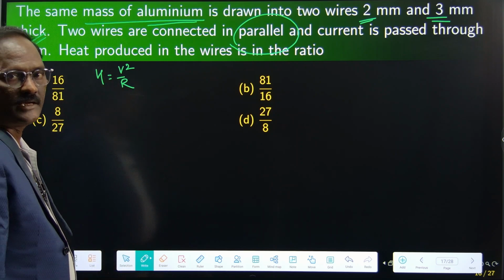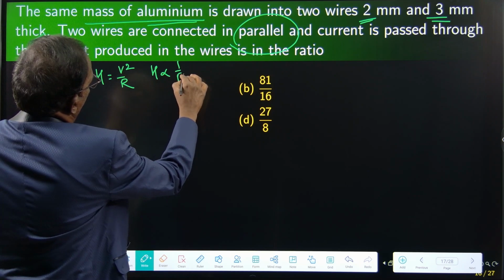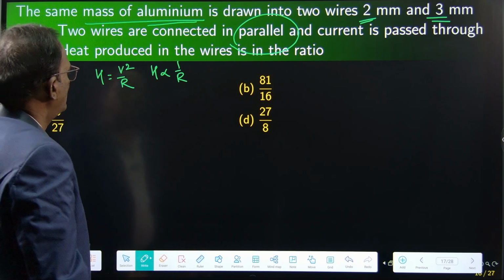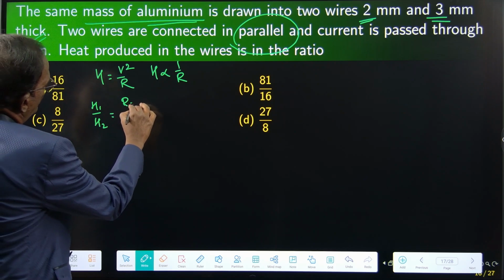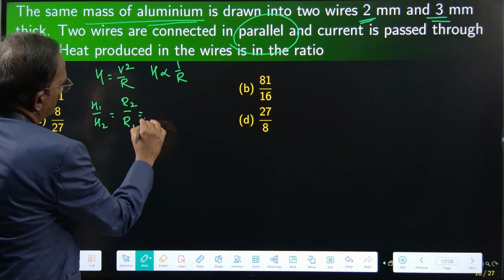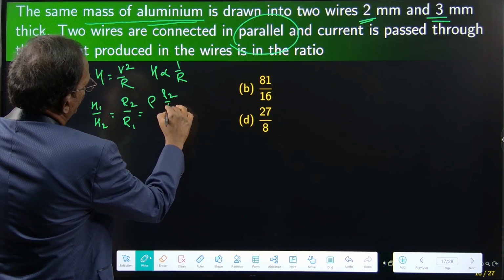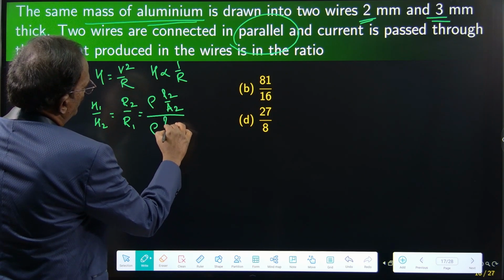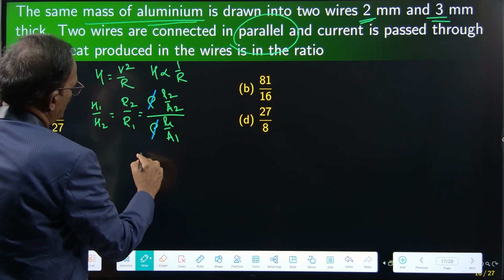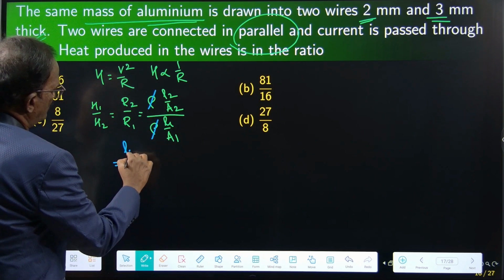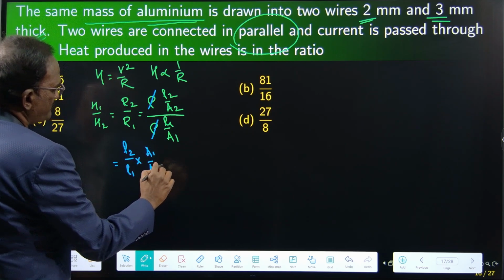Not I square R; for a parallel connection it is V square by R. So H is proportional to 1 by R, since the voltage is common in a parallel connection. So H1 by H2 is equal to R2 by R1. The same way, we will write rho L2 by A2 divided by rho L1 by A1. Rho we can remove. This gives us L2 by L1 into A1 by A2.